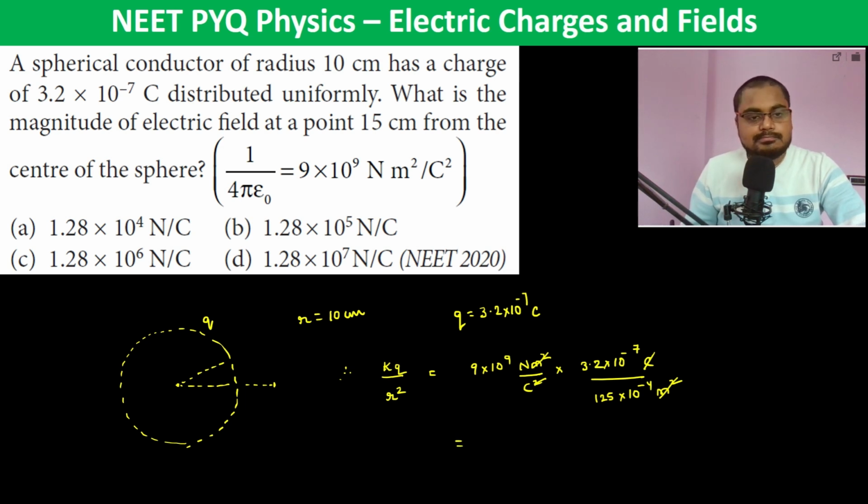So it's like 28.8 divided by 225 into 10 to the power minus 3, so that is 10 to the power 6. The radius is 10 centimeter, 15 centimeter squared is 225, actually it's not 125, so it's 225 into 10 to the power minus 4.